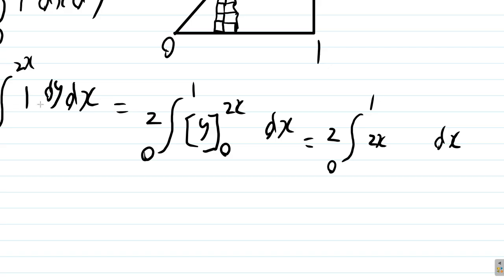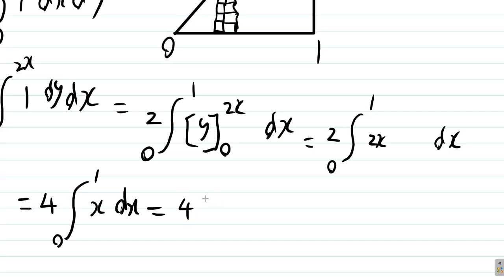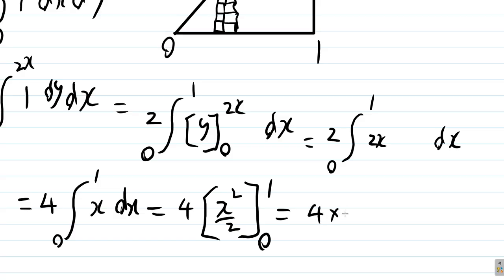Now, you could, of course, consider rewriting this by putting this 2 outside the integral sign and multiplying by that 2. So 2 times 2 is 4, integral from 0 to 1 of x dx. Alright, so here now, this is 4 times, when you integrate this with respect to x, you have x squared over 2 from 0 to 1, which is 4 times what?